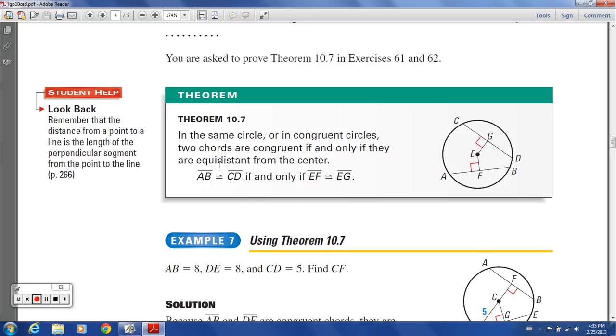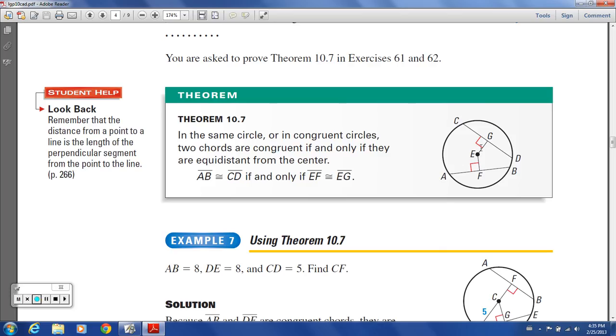So what's that saying here? Two chords are congruent if and only if they're equidistant from the center. It's saying that AB, this chord from here to here, is going to be congruent to chord CD if and only if this one, EF, and this one, EG, are congruent to one another. So equidistant, the same distance away from the center of the circle.